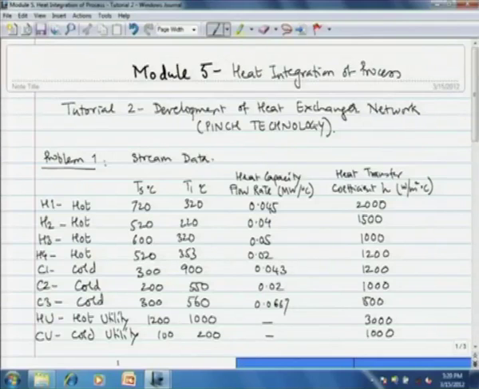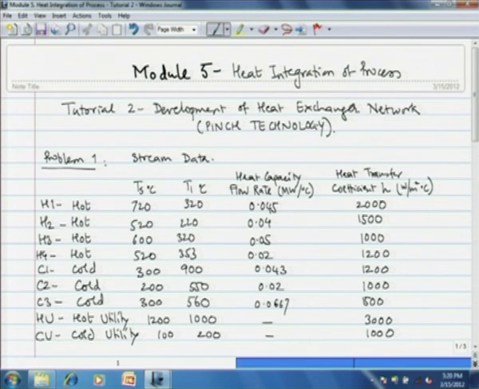Welcome. Today we will have the second tutorial of the module of heat integration of the process. The topic for today's tutorial is development of heat exchanger network or pinch technology. So, let us see the first problem of today's tutorial.